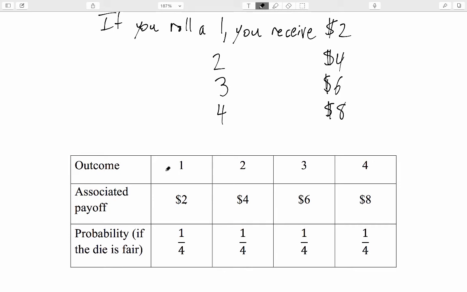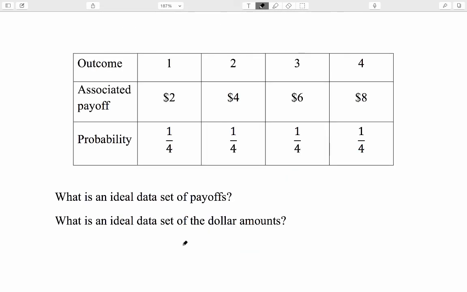Just as each outcome has a certain probability of occurring when you roll the die, so each dollar amount has a certain probability of occurring when you roll the die. Now here is a crucial follow-up question. What is an ideal data set of payoffs? In other words, what is an ideal data set of the dollar amounts? Not of the outcomes, but of the dollar amounts. Think for a moment what the answer should be. This is simply $2, $4, $6, $8.